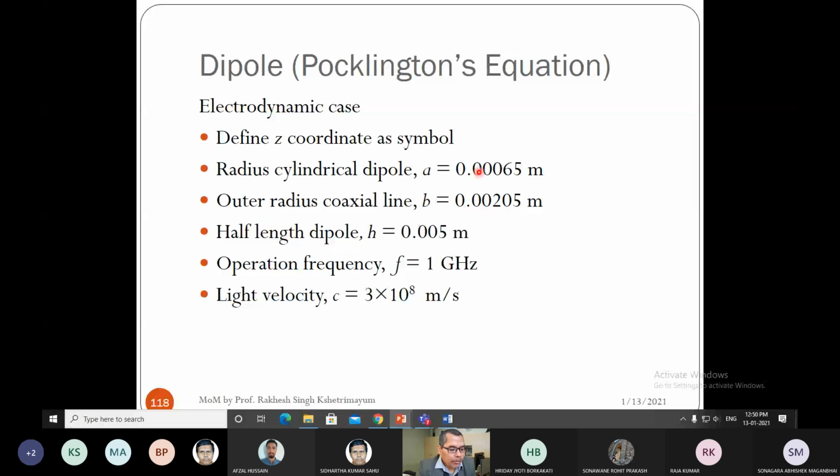The length of the dipole, half wavelength, is 0.05 meter at a frequency of 1 GHz. The speed of light is 3 into 10 to the power 8 meter per second. You can define this at the beginning of the program.